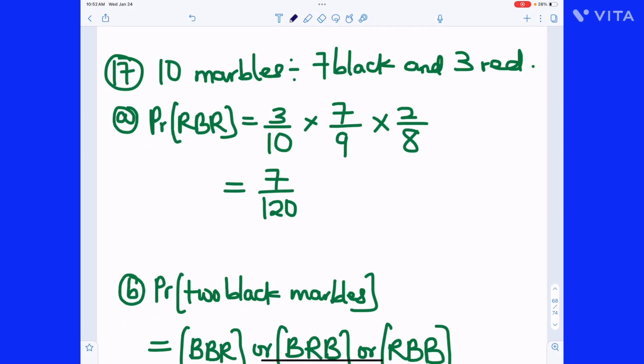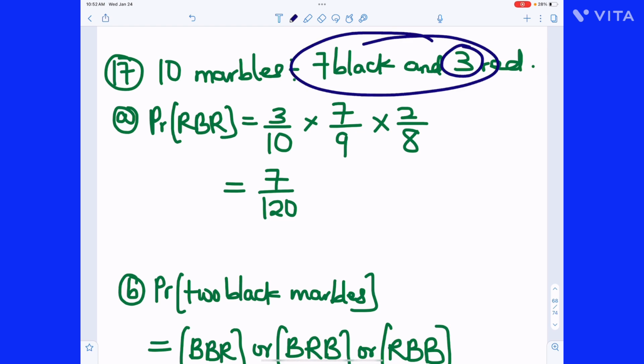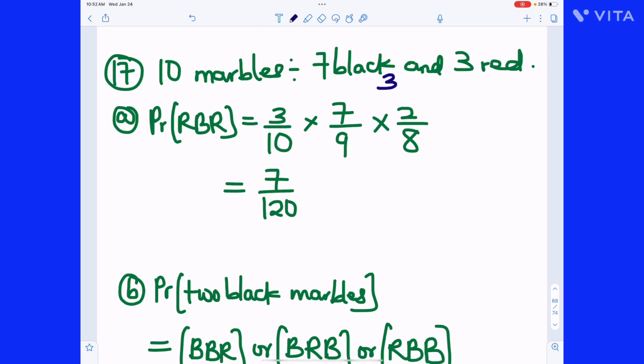So first one is a red, will be 3 over what? 10. You understand? I should have done this somewhere. 3 plus 7 is 10. So the probability that the first is a red is 3 over 10. The probability that the second one is a black is what? 7 over 9. Because we still have 7 black balls there untouched. And the number of balls reduces to what? 9 after choosing the first one.